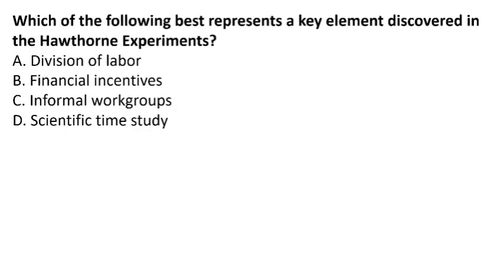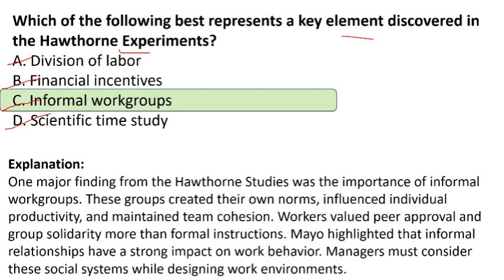Okay. Which of the following best represents a key element discovered in the Hawthorne experiments? Division of labor, financial incentives, informal work groups, or scientific time study. So this is the informal work groups. How? See, sometimes more than formal instructions, we feel more motivated, more confident with the ideas given by the peers, given by the groups, right? So we feel more motivated or more positive with those ideas.